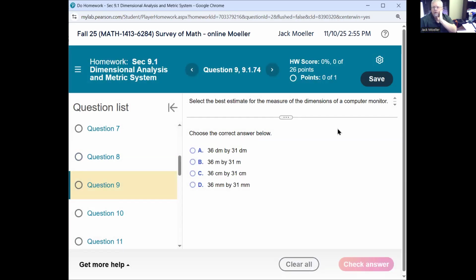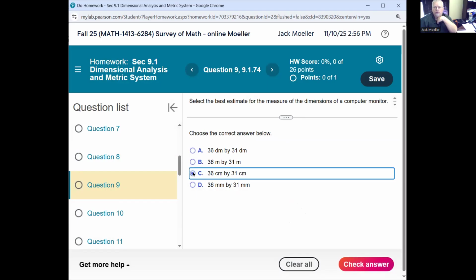So a computer monitor, what would be measures for that? Well, what do you measure a computer monitor in? I don't know about you, but I'm thinking inches. And so it's either 36 centimeters or 30. Yeah, so inches and centimeters are the closest.